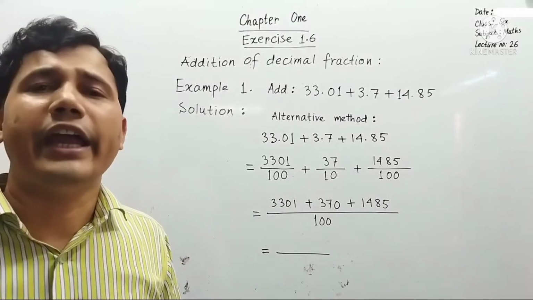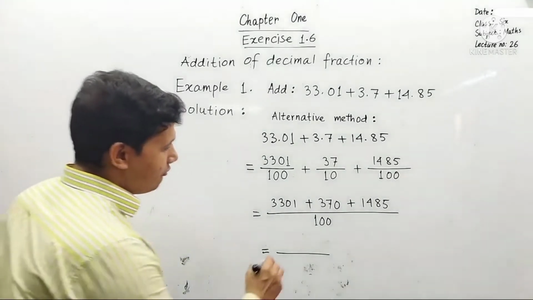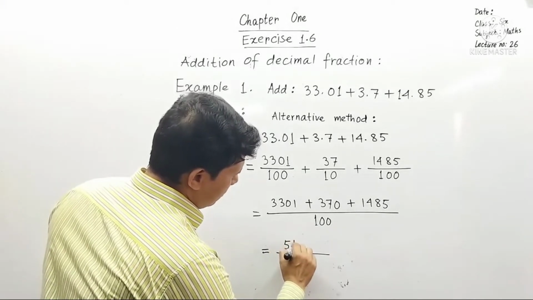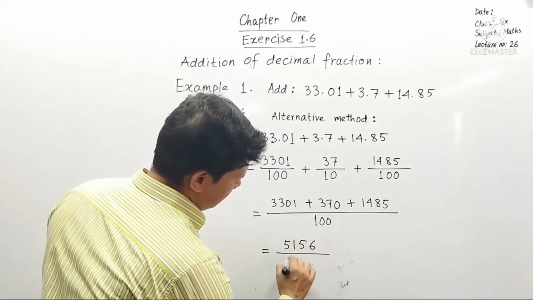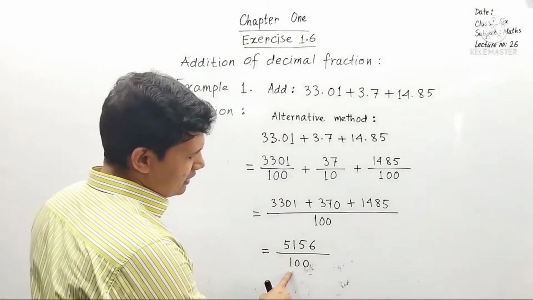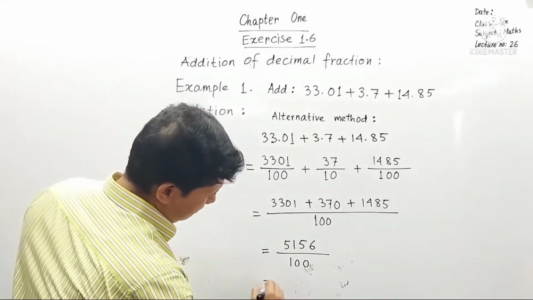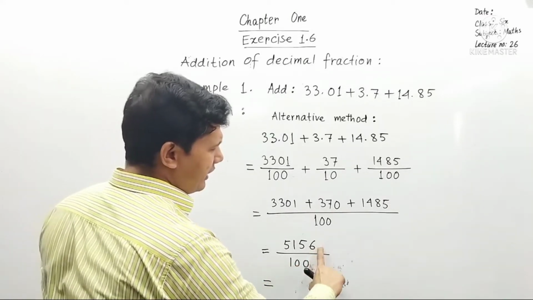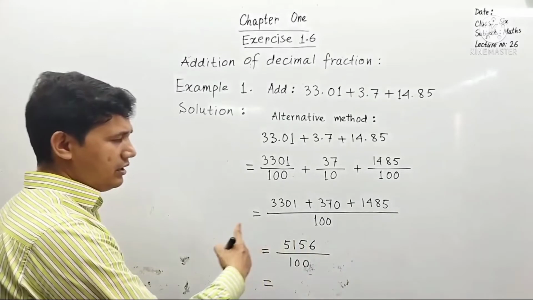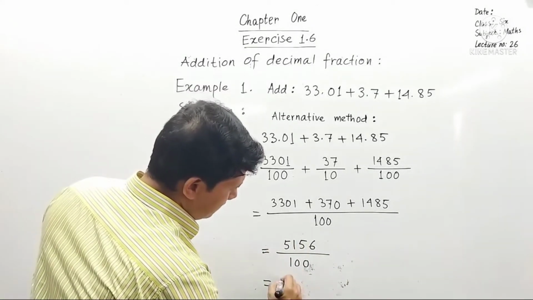You add. It will be, yes, 5156 divided by 100. Since after this there are two zeros, the decimal point from the right side will come to the left side after 2 digits.